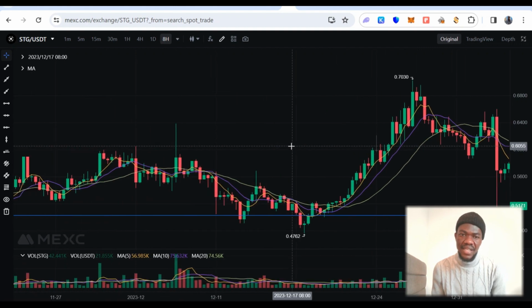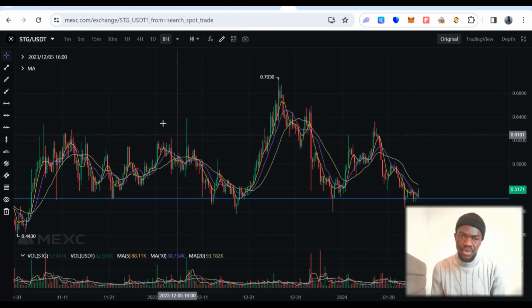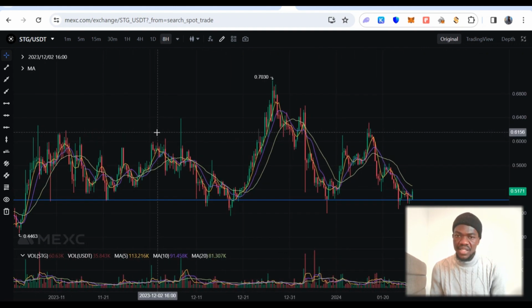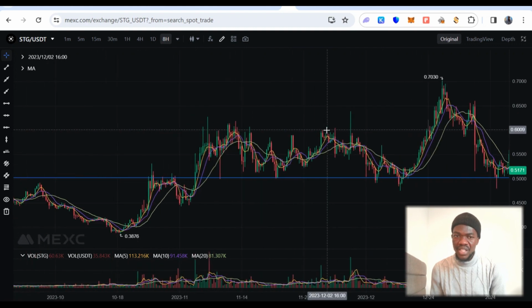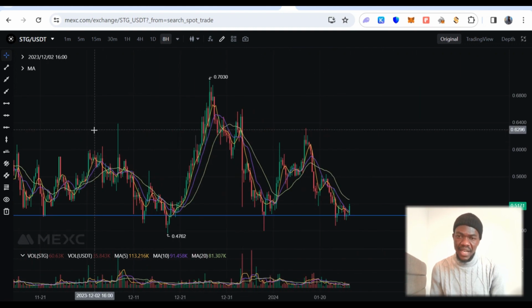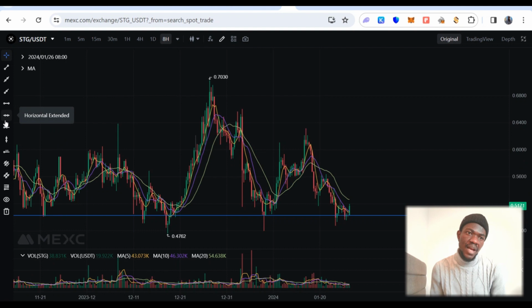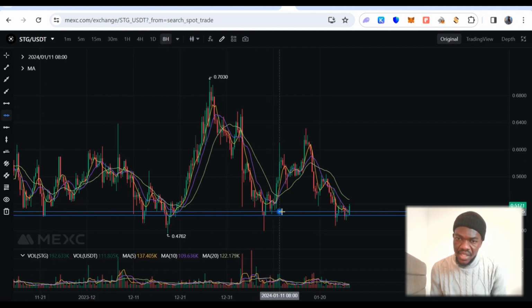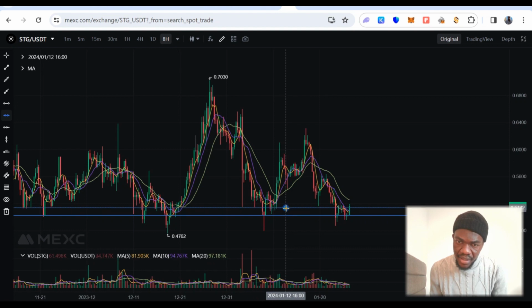So I can use this as a local bottom. Okay. So what it means is that within the short time span that I want to trade, I can decide to always buy at this point within this range. Okay. You can make it safer by creating a range for it.